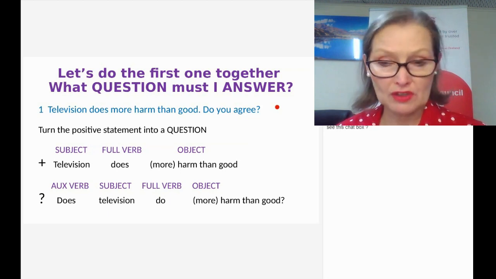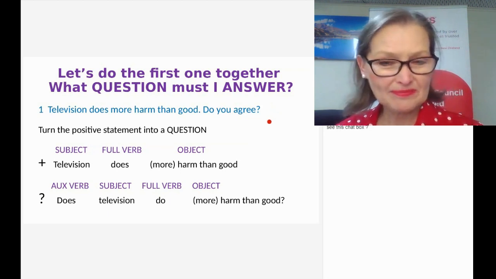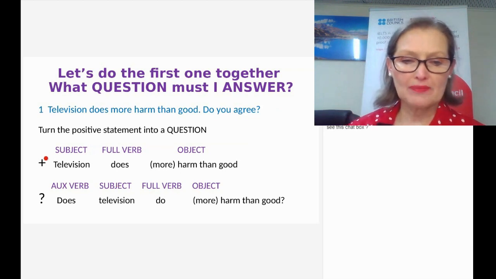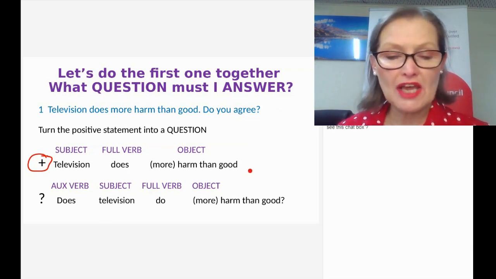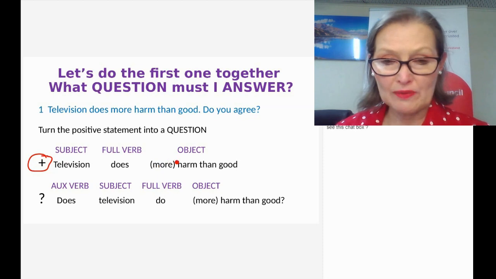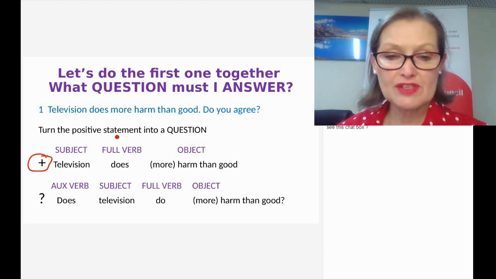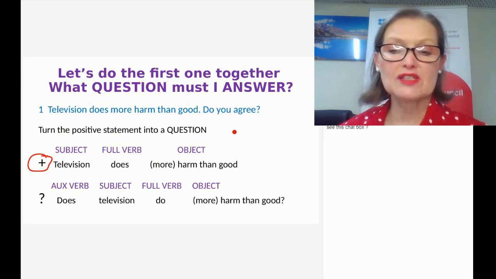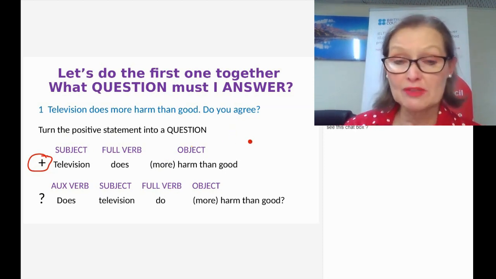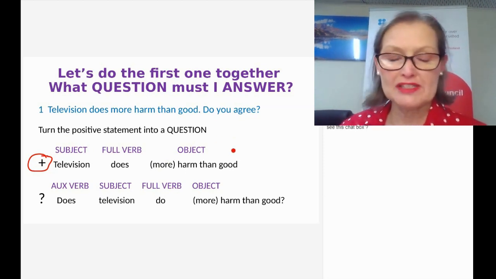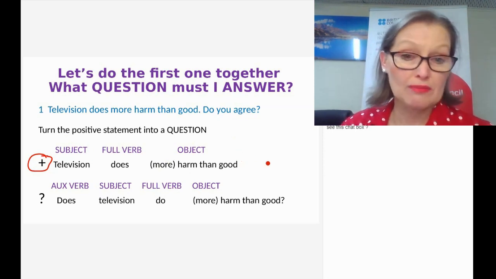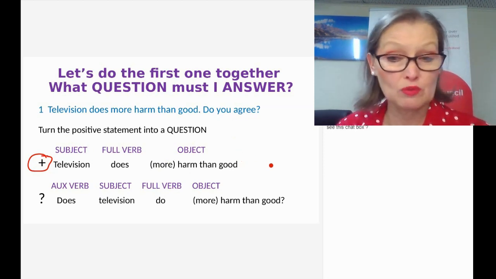So I've done the first one here for you, and I've picked task number 1 again. Television does more harm than good. Do you agree? Now have a look. Can you see here? This is my positive statement. Okay. And we know that English is a word order language, and our word order is subject, verb, and then object. Complement comes after my full verb. So for our purposes today, we're going to keep it really simple: object or object clause, subject or subject clause if I've got more than one word.